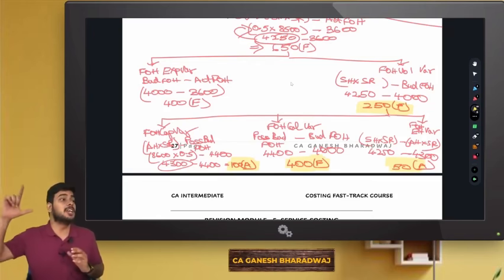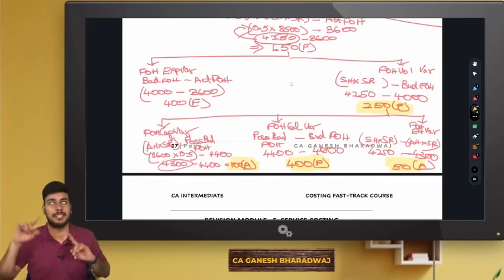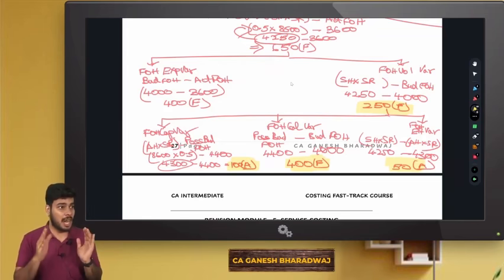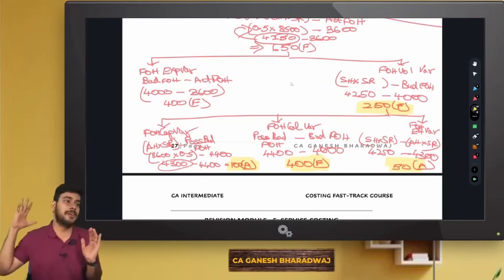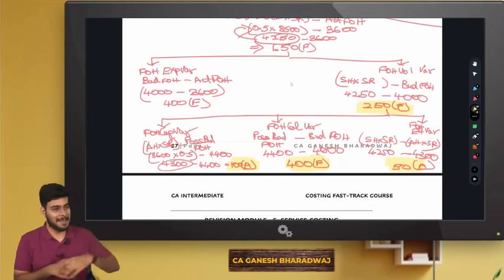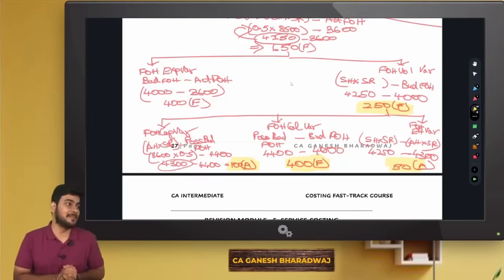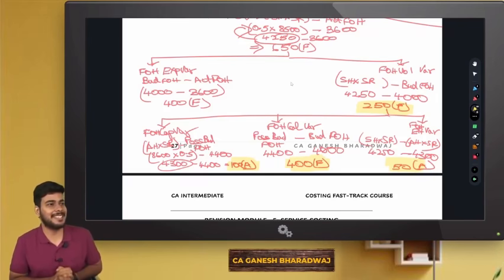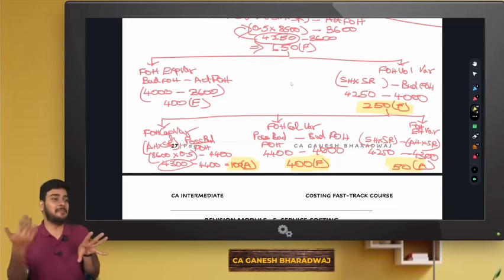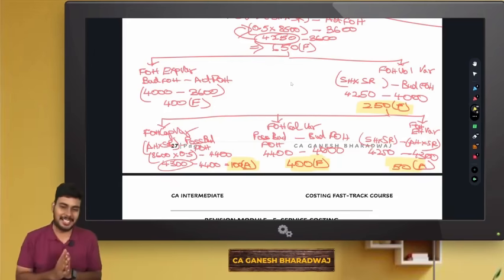Then your labor efficiency variance: standard hours minus actual hours worked into standard rate. Correct? Very good. Then fixed overheads expenditure variance: budget minus actuals. Excellent. Fixed overheads capacity variance: AH into SR minus possible budgeted fixed overheads. Great, guys. Excellent.